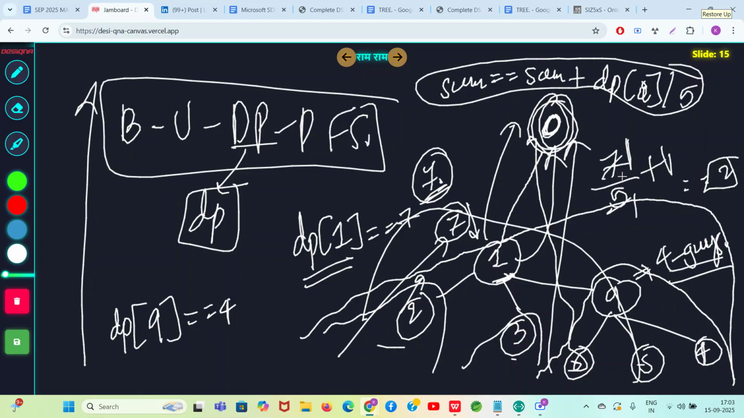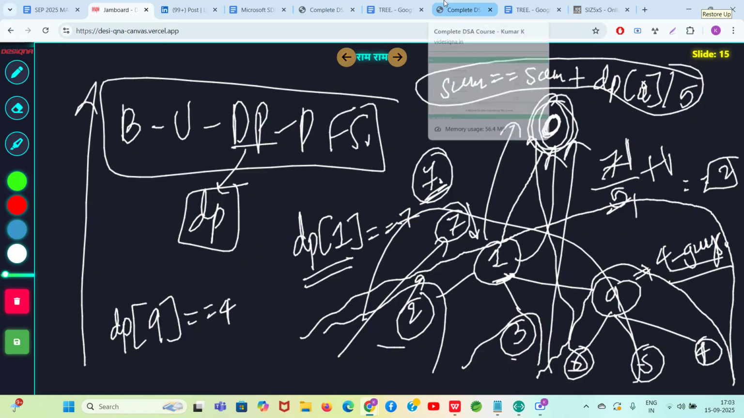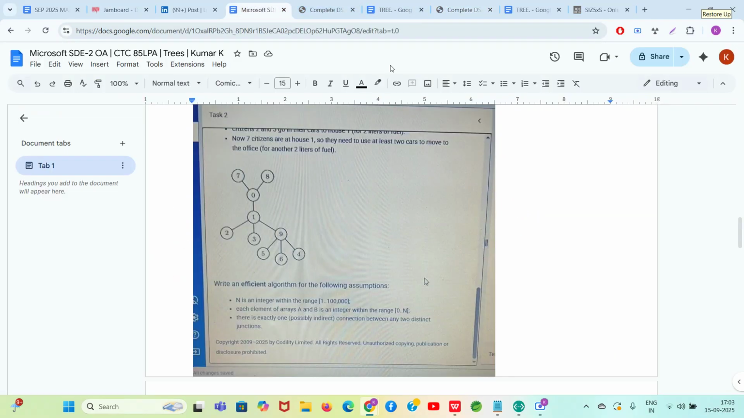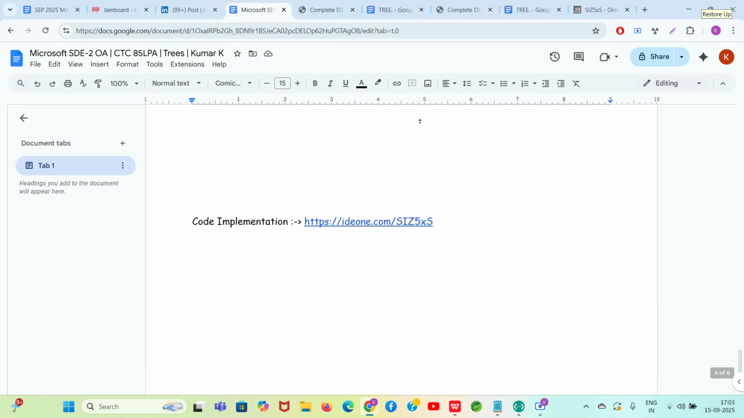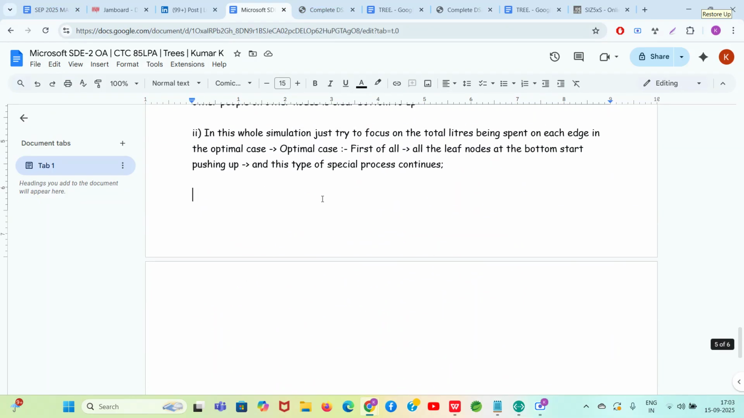So you just need to calculate DP of everything and DP of I by 5. So why am I doing DP of I by 5? Okay, so I'll tell you one thing. If I directly scroll below, here DP of I will tell you what? Size of the subtree rooted at node I. Okay, so now I will tell you one thing.